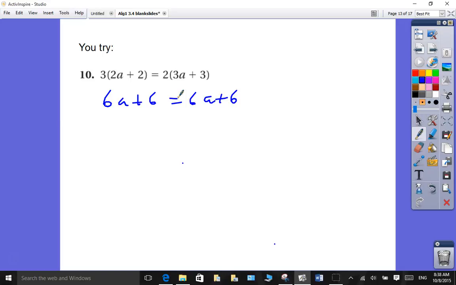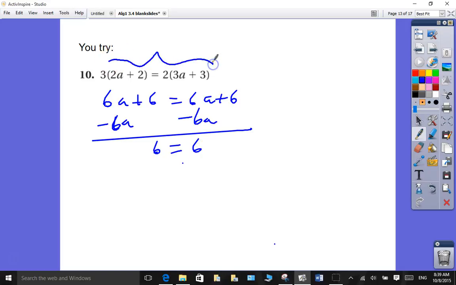And so what do you say when you get to the point where you have a statement, like I would get if I subtracted 6a? It's a true statement, but it does not involve a variable. All real numbers, which means that statement here is called what? Identity. It's an identity. It's always true.